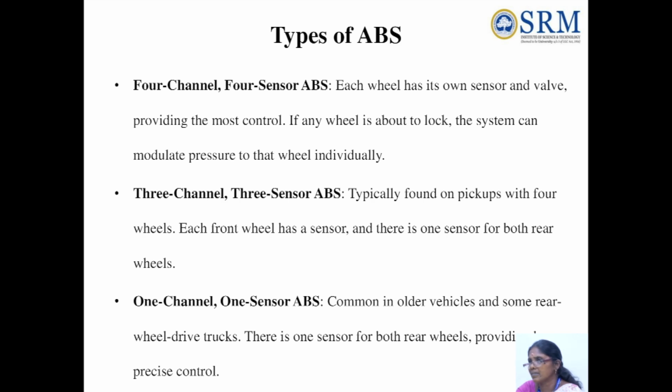If any wheel is about to lock, the system can modulate the pressure to that wheel individually. 3-channel 3-sensor ABS is typically found on pickups with 4 wheels. Each front wheel has a sensor, and there is one sensor for both rear wheels.